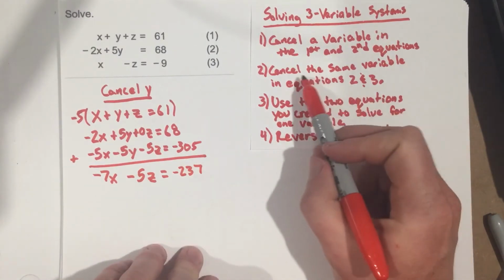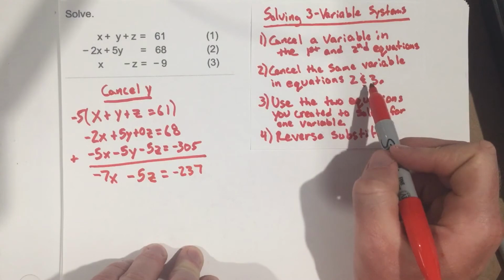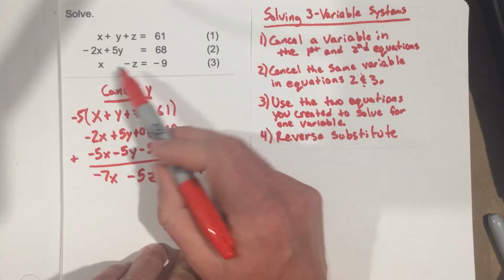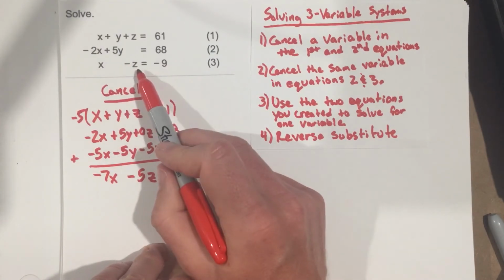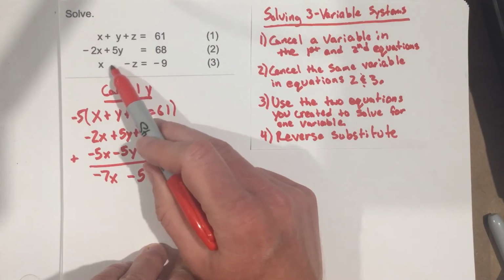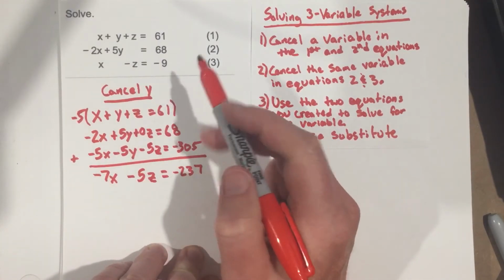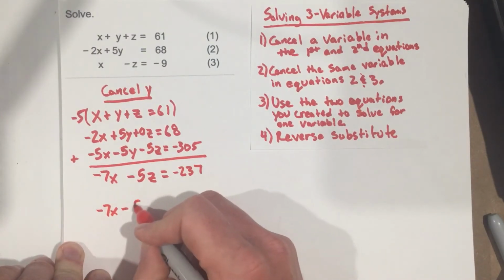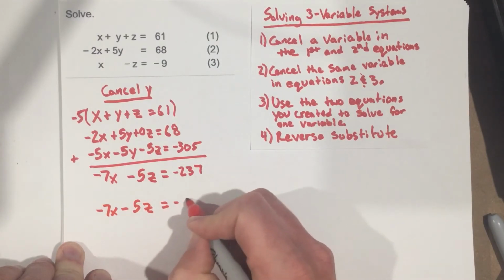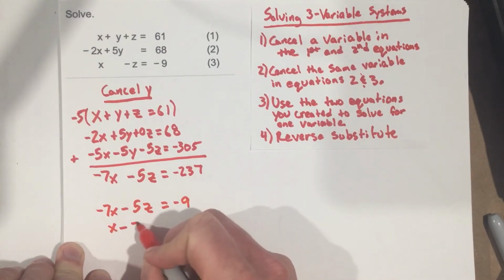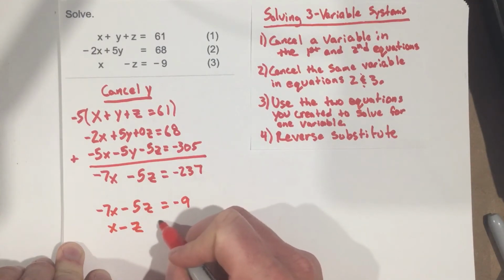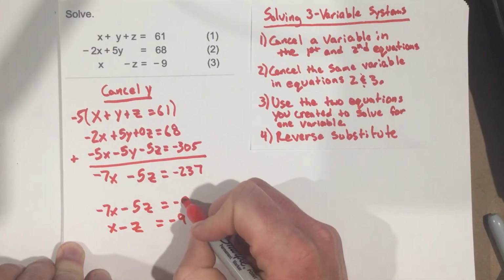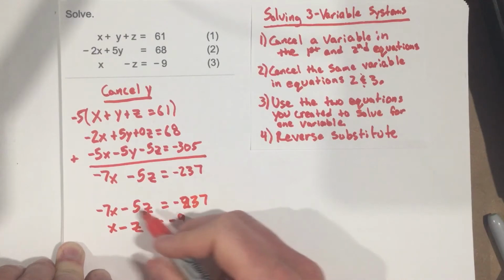Now, step 2, it says cancel the same variable in equations 2 and 3. However, my equation 3 already has x and z in it, right? So I don't have to cancel a y value. I already have another equation with x and z in it. So I'm going to just take this equation along with x minus z equals negative 9. I screwed that up. This is negative 237.